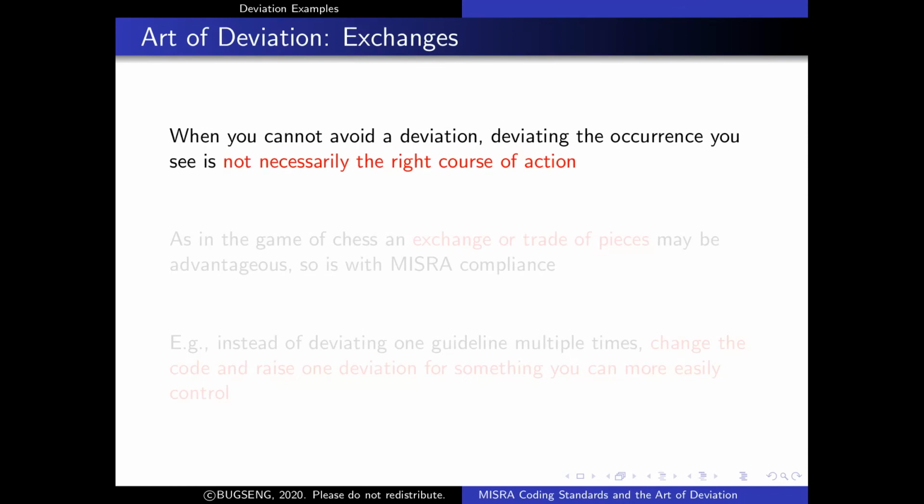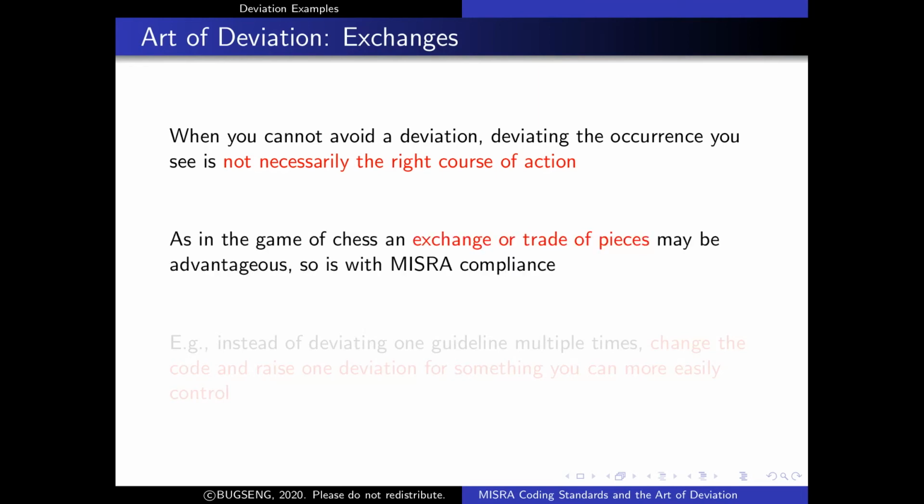We are near the end of the webinar. An important thing in the art of deviation is to perform exchanges. When you cannot avoid a deviation, it's not necessarily best to deviate the violation you are seeing. You can change the code and deviate something else. It's a little bit as in the game of chess, where an exchange or trade of pieces may be advantageous.